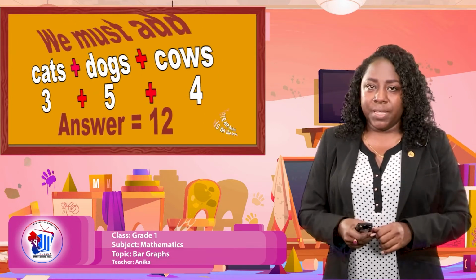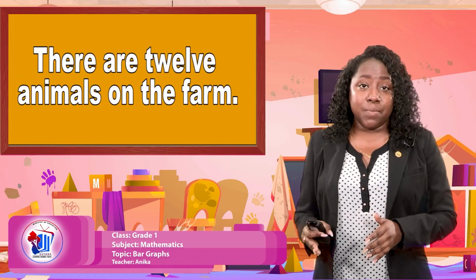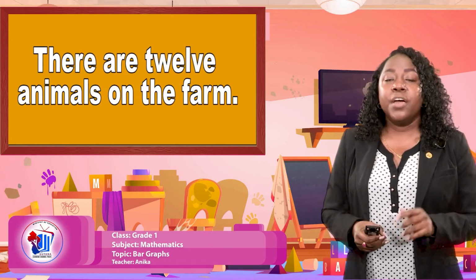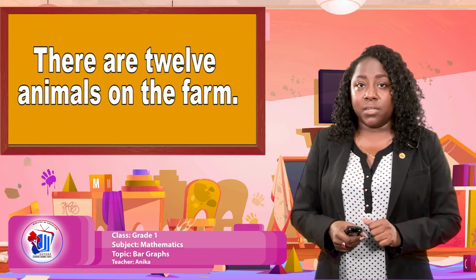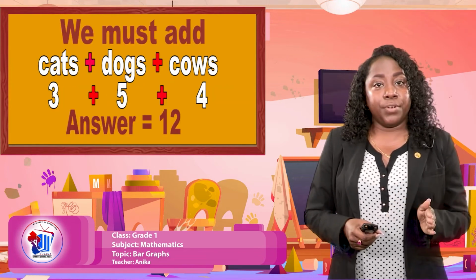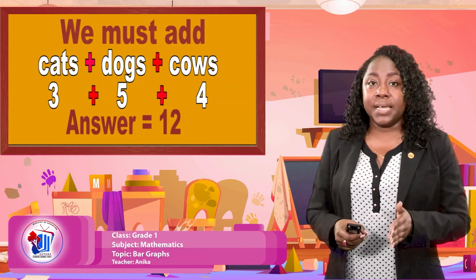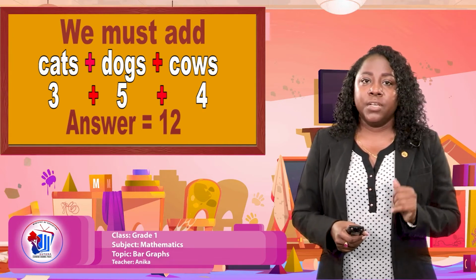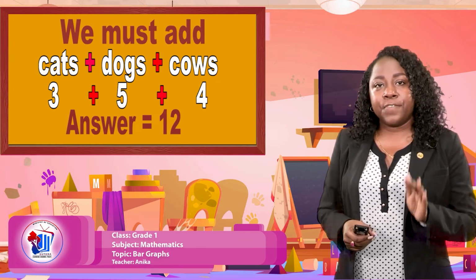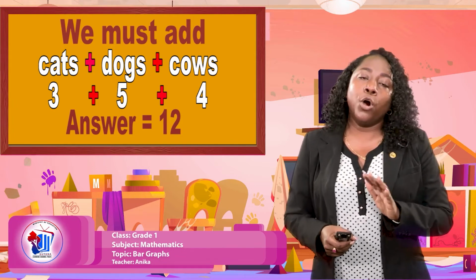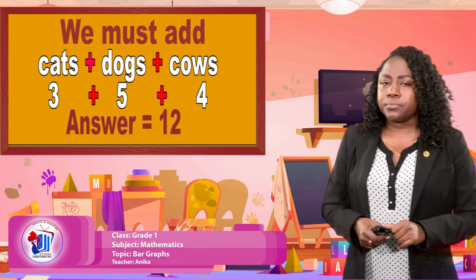Your answer should be, there are 12 animals on the farm. 3 plus 5 plus 4. So that's 3 cats, 5 dogs, and 4 cows. Right?